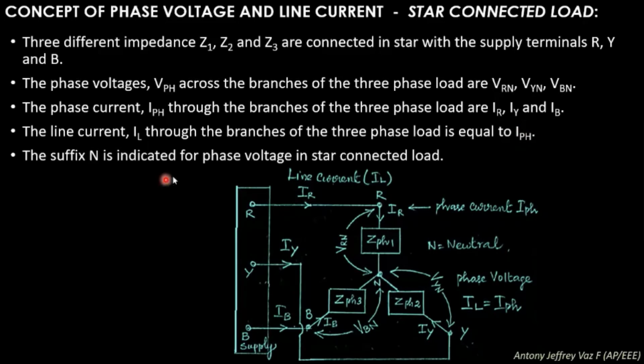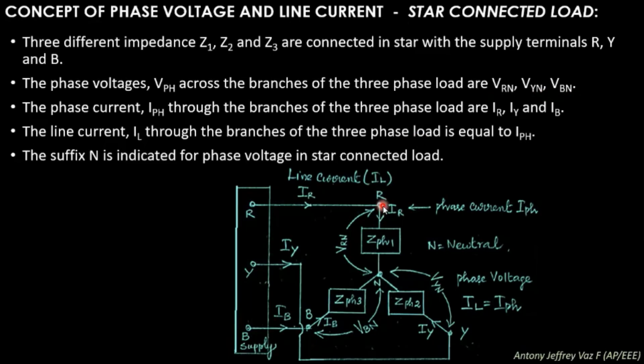The suffix N is indicated for phase voltage in the star connected load because you are measuring the phase voltage with respect to the neutral point. So you see here VRN, where N represents the neutral point. VYN, here N represents the neutral point. VBN, here N represents the neutral point. So in a star connected load, the N is indicated in phase voltage. Okay, that is VRN, VYN and VBN.